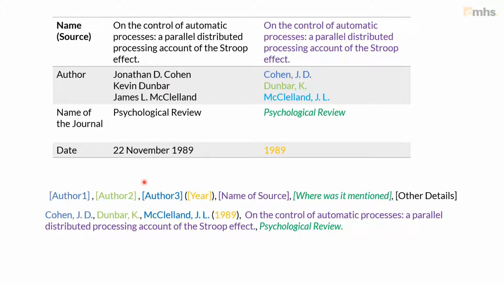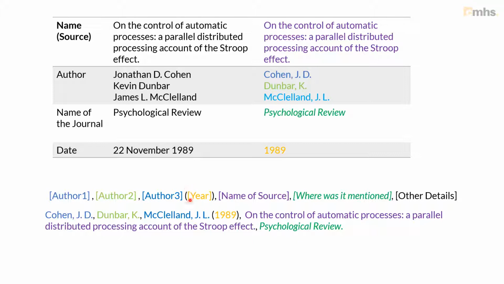Now let's talk about APA references, the last section of your document. How do you add information over there? The first thing that you do is you add in the authors. My author one is Cohen, comma, J dot D dot. And I put a comma. Don't worry if there is a comma after a dot. Then I add my second author over here, which is Dunbar, and then I add my third author, which is Meckland. After the third author, there is no comma. Remember, there is no comma after the third author.